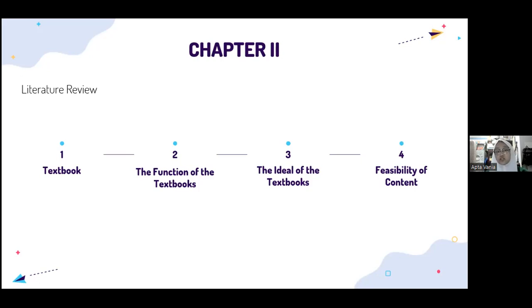For the material suitability with core and basic competence, in this criterion of feasibility of content, which is compatible with KI and KD, the criteria were divided into two sub-criteria, which are completeness and in-depth. For the accuracy of material, the concepts and definitions contained in the textbooks are presented accurately to avoid misconceptions by students.